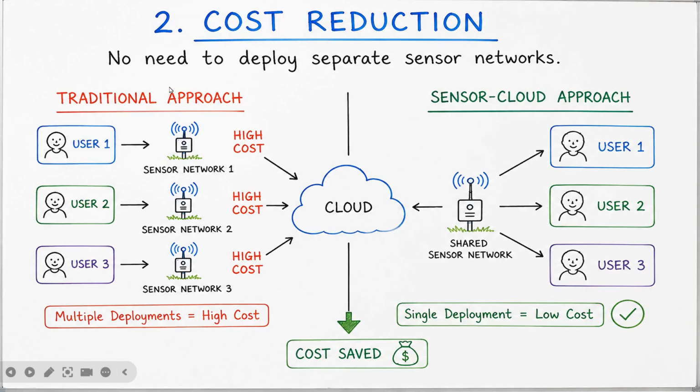Second is cost reduction, where you need not deploy separate sensor networks. That is, in the traditional approach, each user or organization needs to deploy different sensor networks. This will increase the installation, maintenance and operational cost. Now, when you are using a sensor cloud approach, the same sensor network can be shared among multiple users through the cloud. This will reduce the need for deploying duplicate sensors and saves money on the hardware.